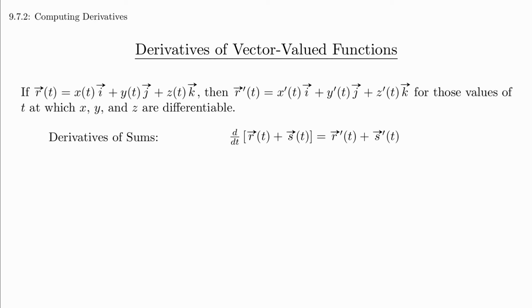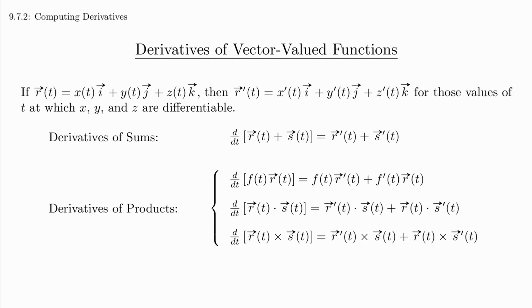The derivative of a sum of vectors is the sum of their derivatives. This is exactly the same thing as we saw in single variable calculus. The derivatives of products work out to behave like the product rule, even when taking derivatives of dot products and cross products.